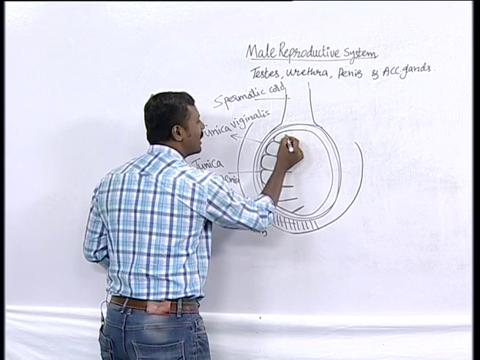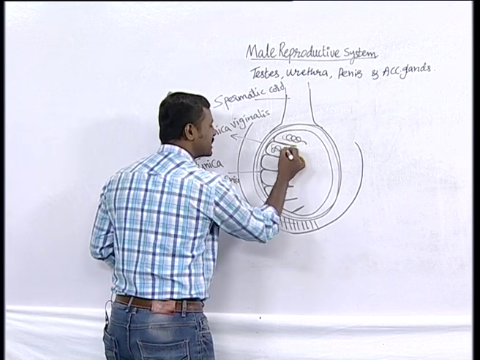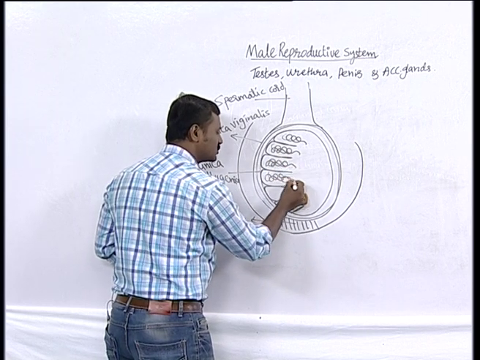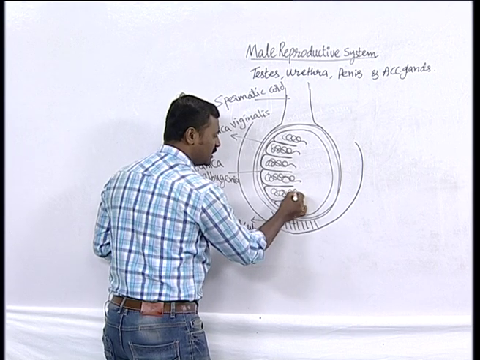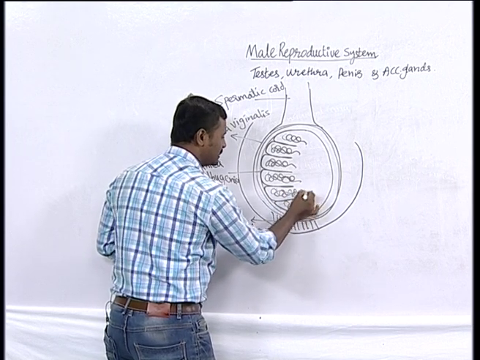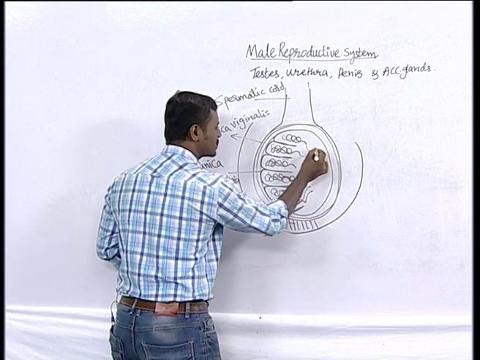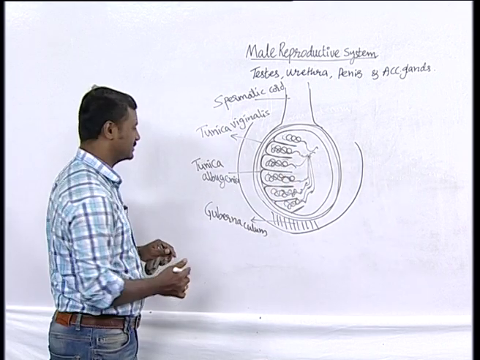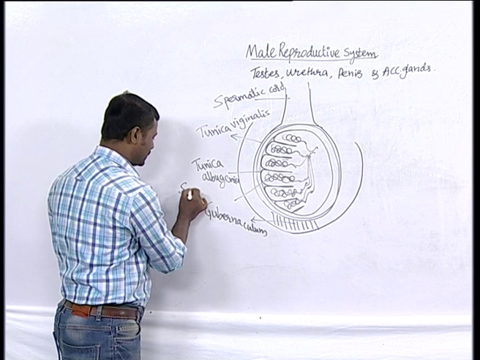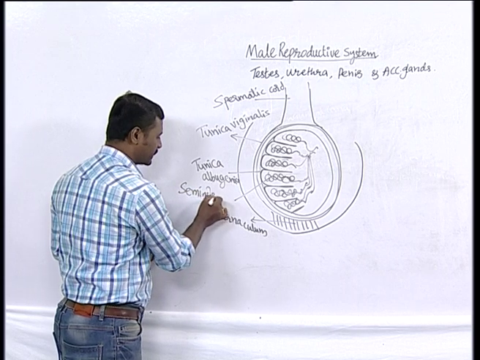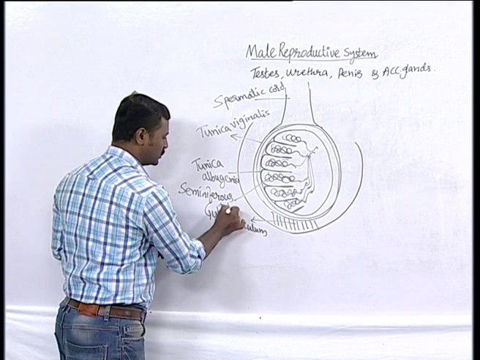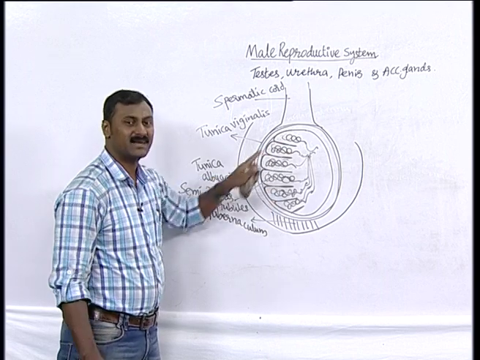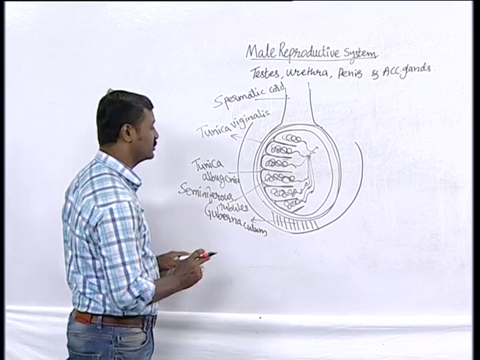In each septa, you see this, there are 2 to 3 coiled tubes. How many? 2 to 3 coiled tubes are there. These coiled tubes are called seminiferous tubules. So, like that, seminiferous tubules are present. In each septa there are 2 to 3 seminiferous tubules.